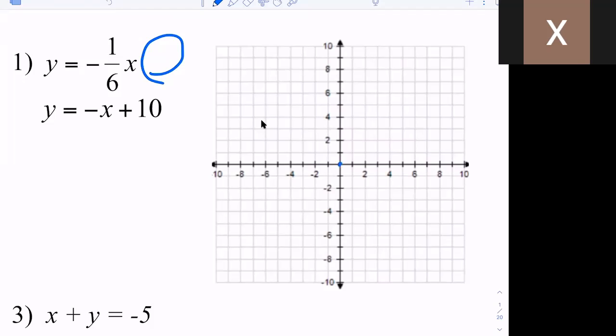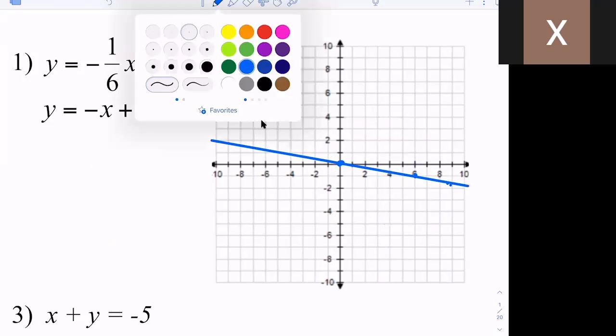Anybody have any questions with the y-intercept being 0? So we plot the 0. Then what is the slope? Negative 1, 6. So what do I do? From 0, 0, down 1 and to the right 6. That is perfect. Down 1 and to the right 6. And then we try to graph the line. That looks pretty good.